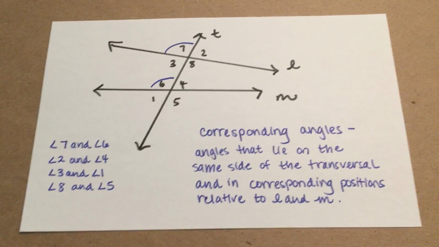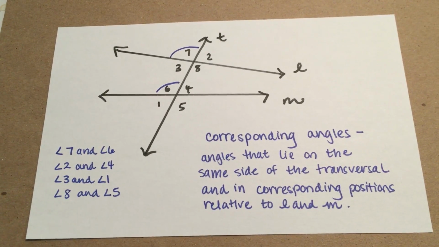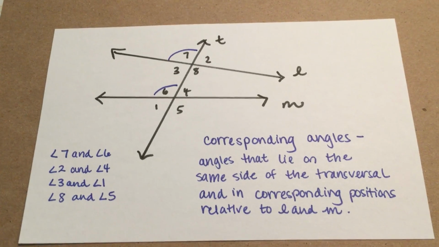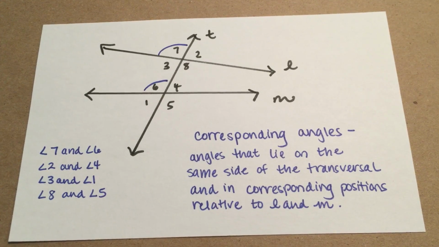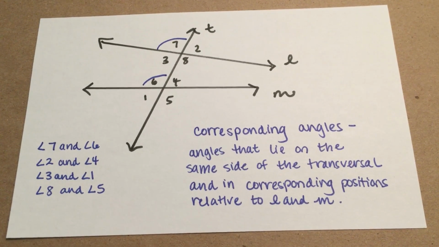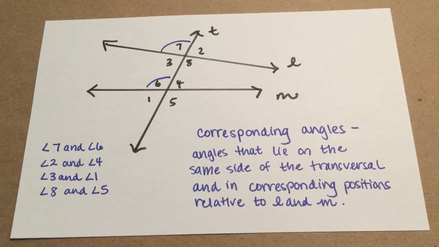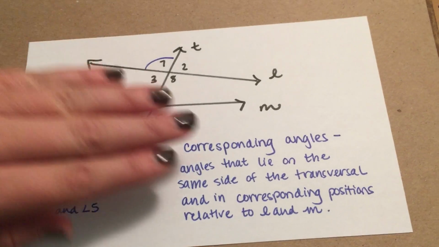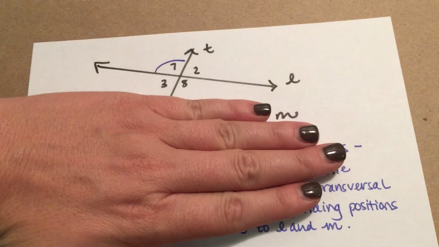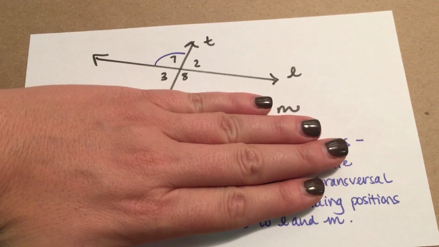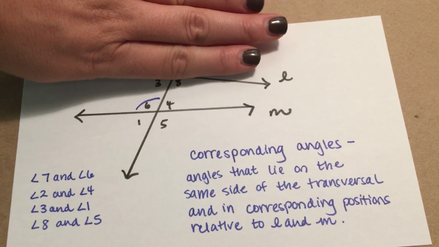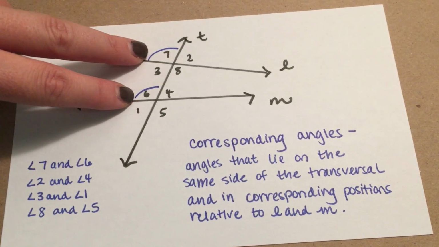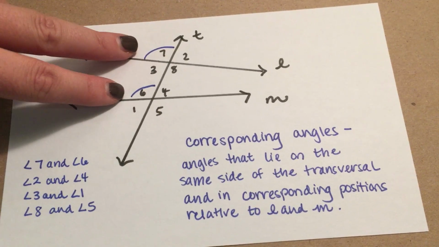Then the last one that we have are corresponding angles. Again, this is a relationship between two angles. However, in this case, we're going to have 4 pairs of corresponding angles. So corresponding angles are angles that lie on the same side of the transversal and in corresponding positions relative to lines L and M. So I could think of angles 7 and 6 both being in the top left. If I just look at the angles formed by the transversal and line L, I can see that angle 7 is the top left angle. If I just look at the angles formed by the transversal and line M, I can see that angle 6 is the top left. So I could think of them as having the same relative corresponding position.